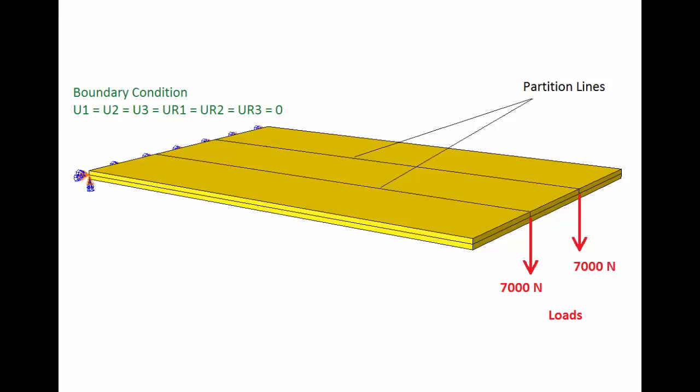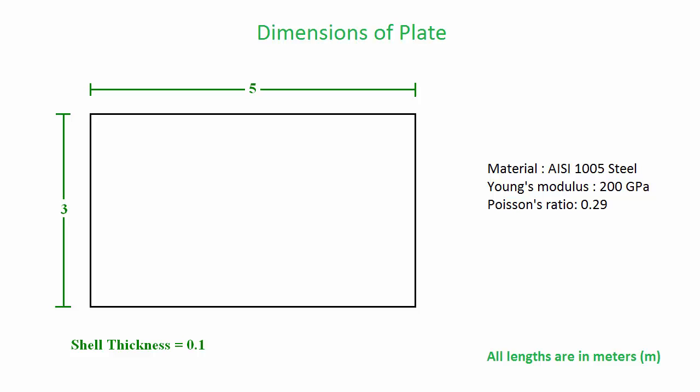The plate will be partitioned twice, and the two points where the partition lines meet the edge can then be used to apply the concentrated forces. The dimensions of the plate are displayed in the schematic. The units are in SI with length in meters. The plate is 0.1 meters or 10 centimeters thick.